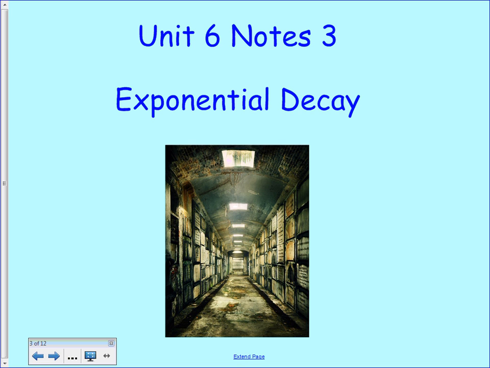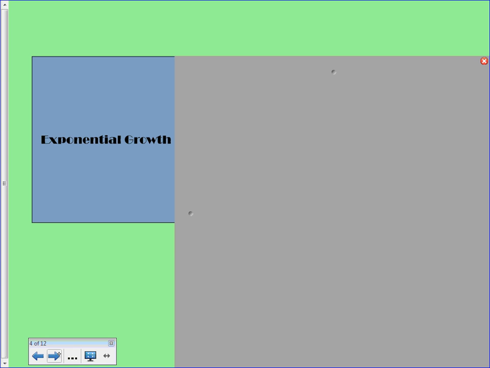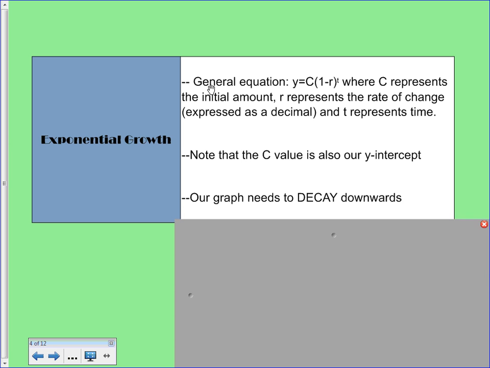Okay, so this is Unit 6, Notes 3, which is our final notes of this unit. Today we're going to be talking about exponential decay, which is the opposite of exponential growth. So now instead of things going up, they're actually going to go down. Let's take a look at this chart. It's going to be really similar to the one that you wrote down for exponential growth.